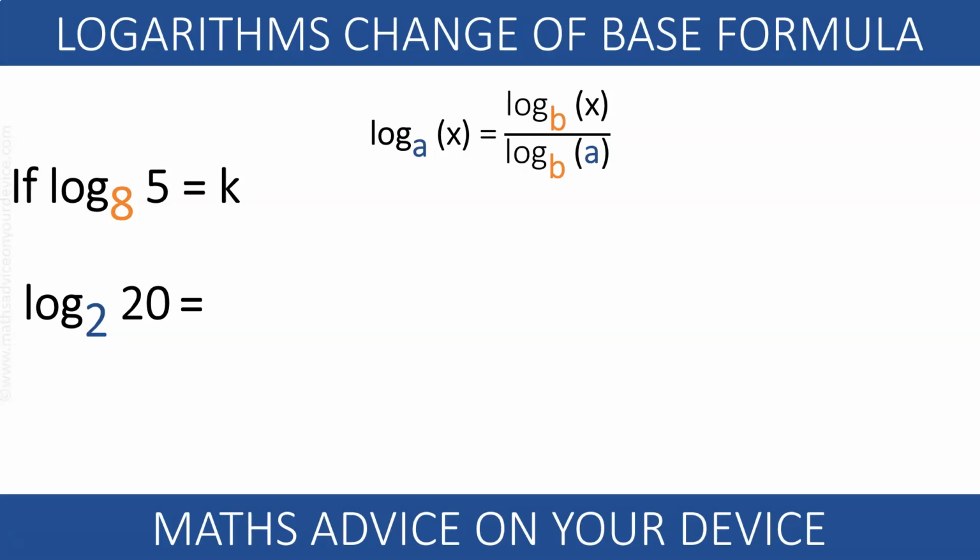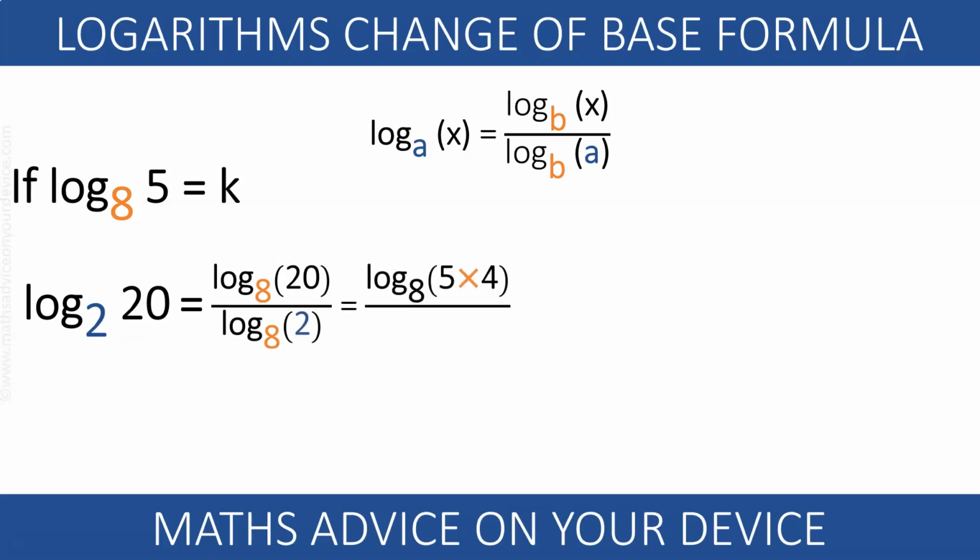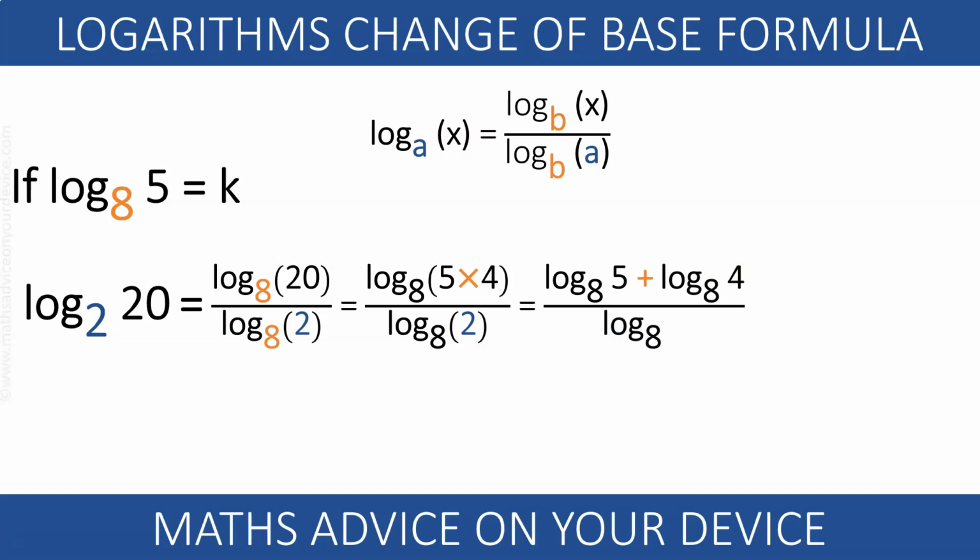For example, the logarithm of 20 base 2 can be found dividing the logarithm of 20 base 8 by the logarithm of 2 base 8. Why base 8? Well, because we are told that logarithm of 5 base 8 is k, so we want to use the new base 8. Deciding the new base is the tricky bit of changing the base. Once you decide this, the rest is easy.